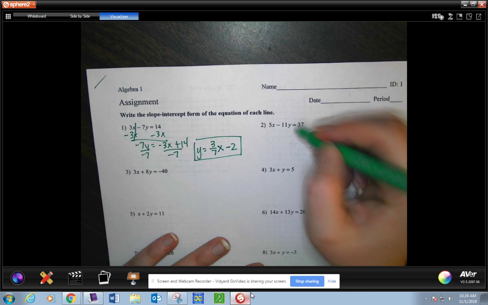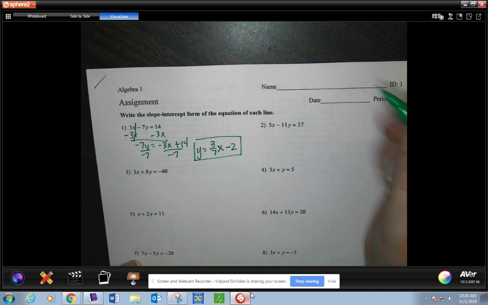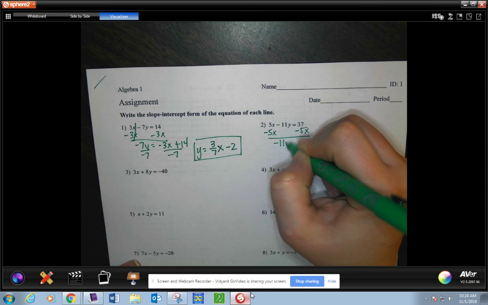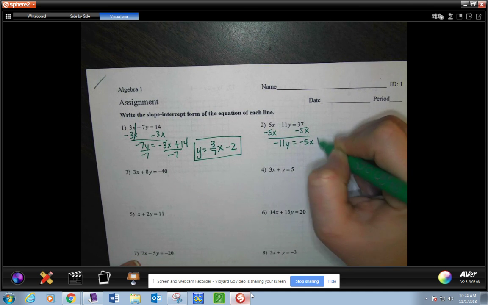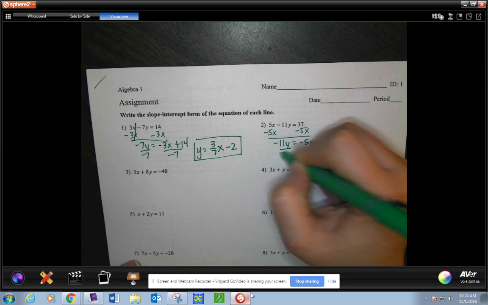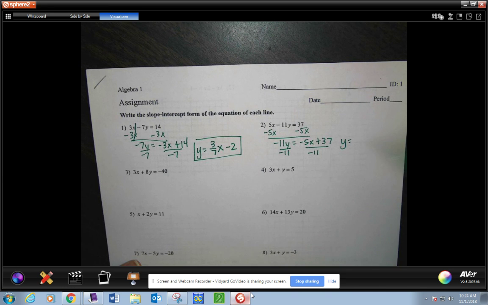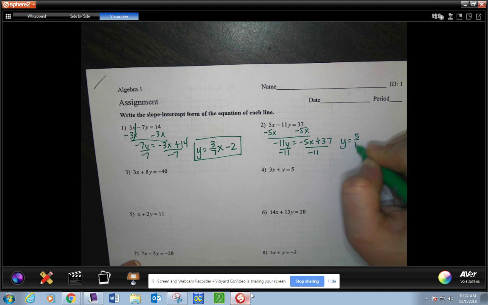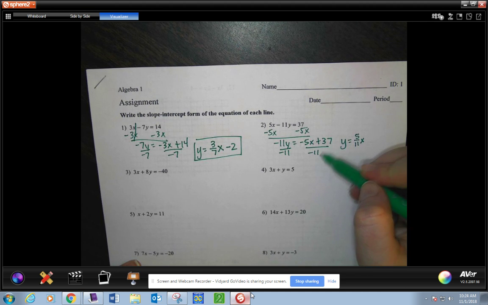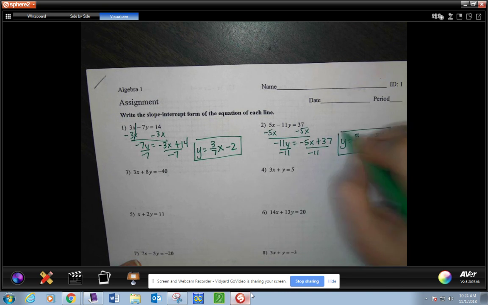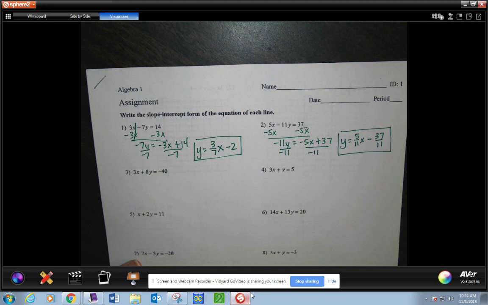Okay, for your other one I'm going to show you, and I'm showing you this one because of the fraction. Okay, you're going to move your x by changing the sign. That gives you a negative 11y equals negative 5x plus 37. Then you're going to divide by the number in front of y. Okay, you cannot do negative 5 divided by negative 11, but a negative divided by a negative is a positive, so that's 5 over 11x. And then 37 divided by negative 11 you also cannot do, so that becomes a negative 37 over 11, and you'll just leave your y-intercept as a fraction. Do not give me decimals.